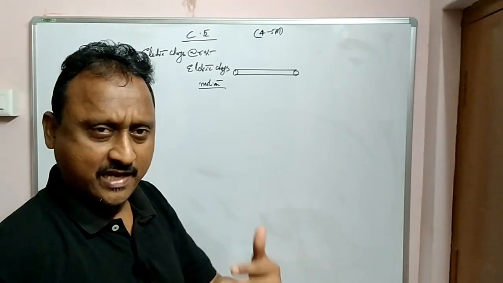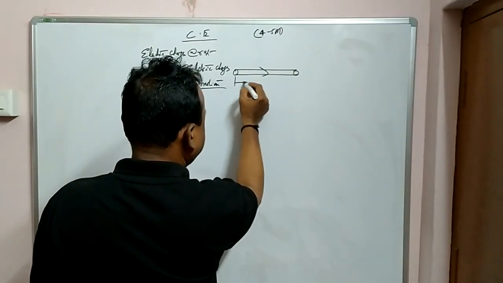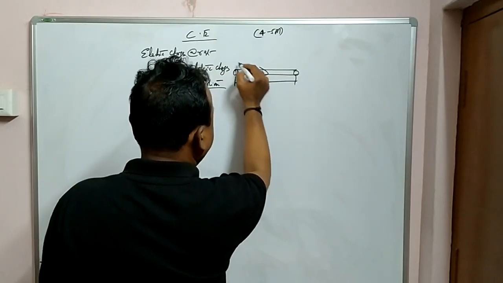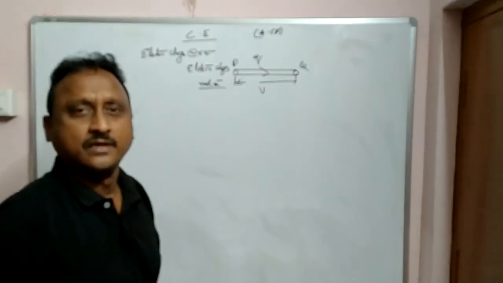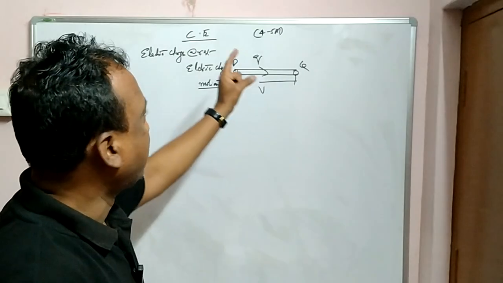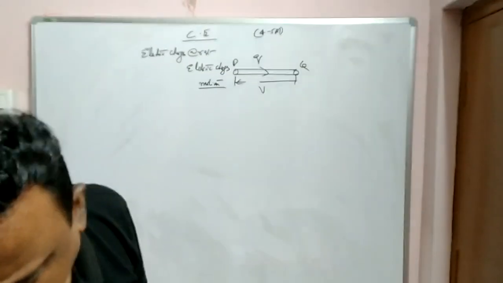If the charges are in motion, that means if V is the potential difference between the two ends of a conductor, and the charge is flowing, then it is called current electricity. So this is the definition of current electricity.